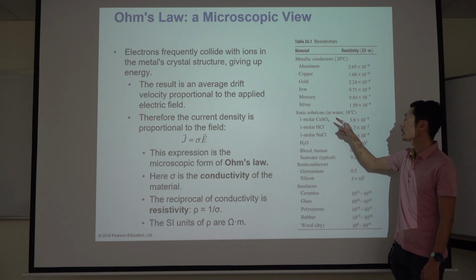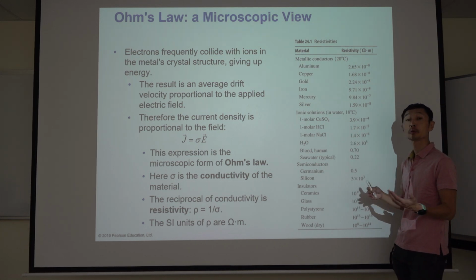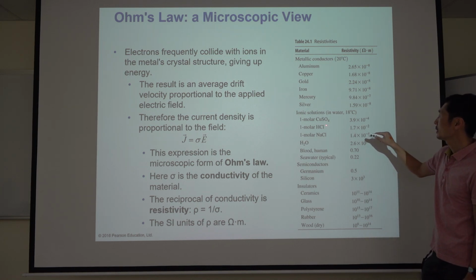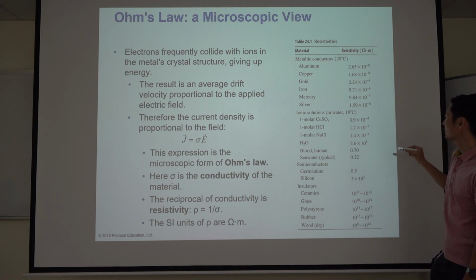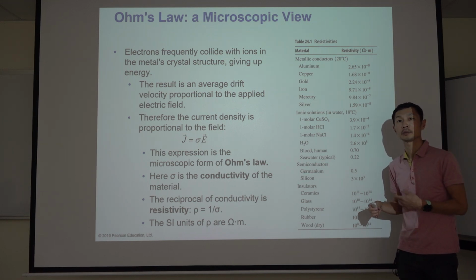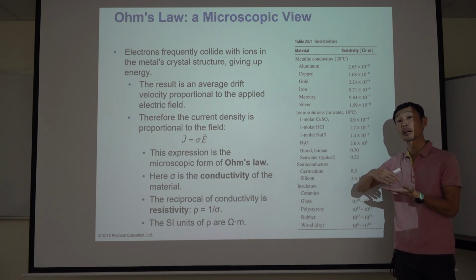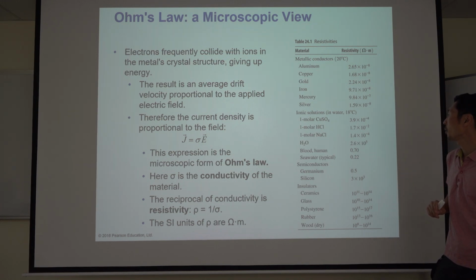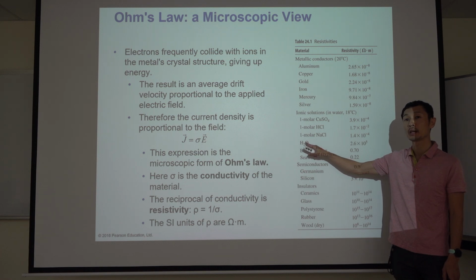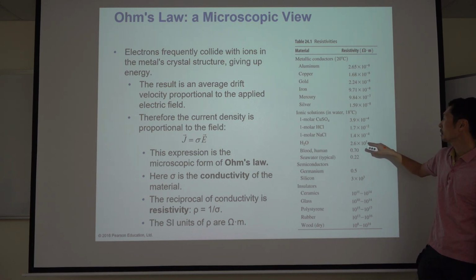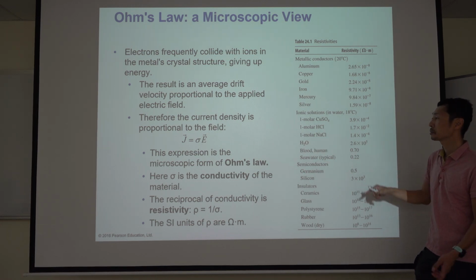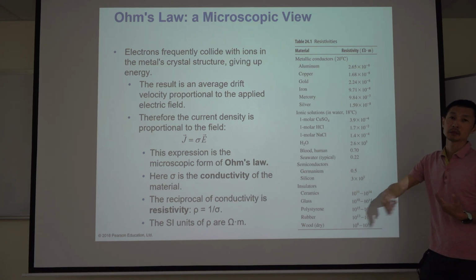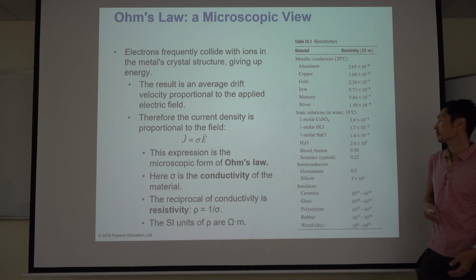Ionic solutions, for example, salt water. Salt water is here. It's still relatively low, 10 to the minus 4. The current can run through salt water very easily because resistivity is relatively low. Water is neutral, right? Almost neutral, so resistivity is kind of high. So in water, it's difficult to make the current go through.